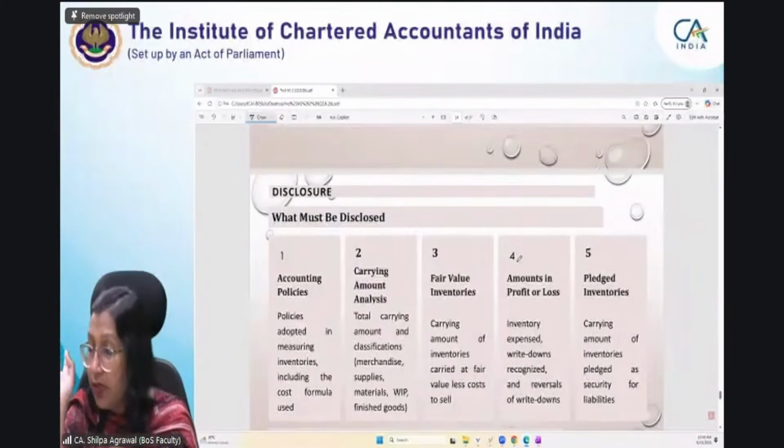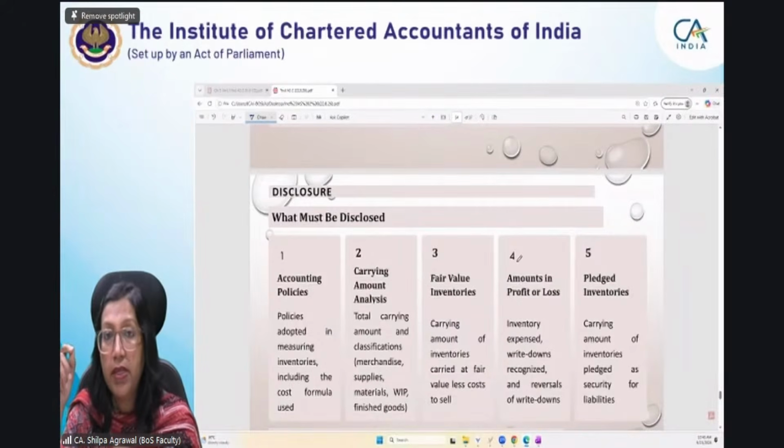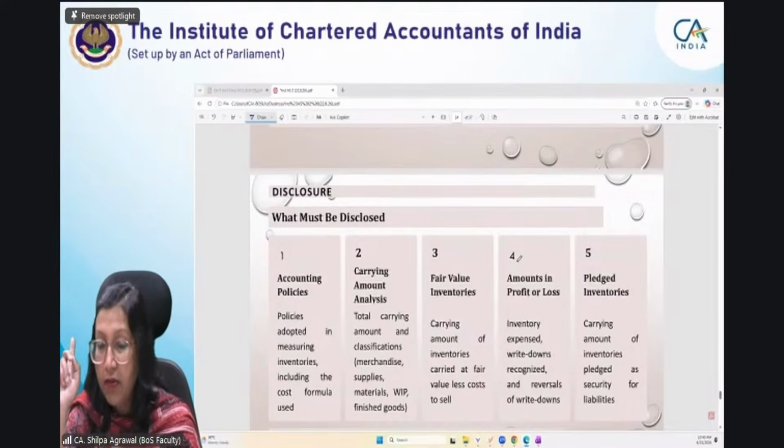Which inventory do we show at fair value less cost to sell? We discussed at the beginning of the session. Which inventory do we disclose in our biological asset? Biological assets, biological produce, very good. And also your commodity and trade market, that broker commodity, that also we show at fair value less cost to sell. Okay.